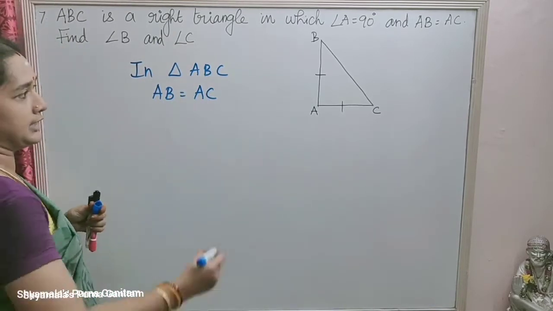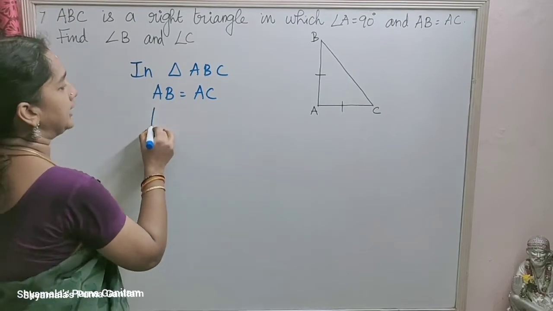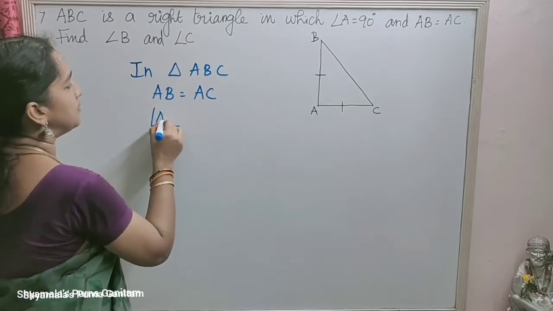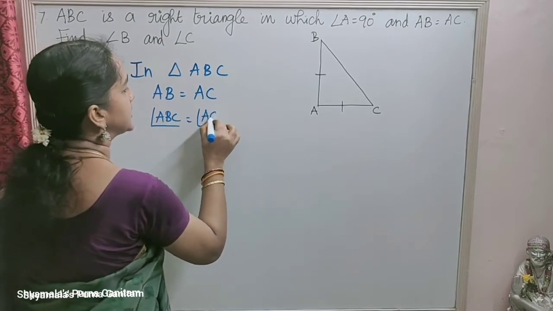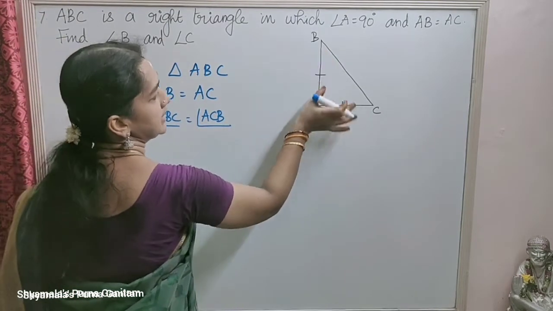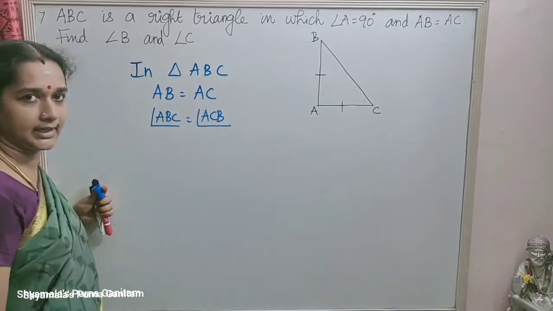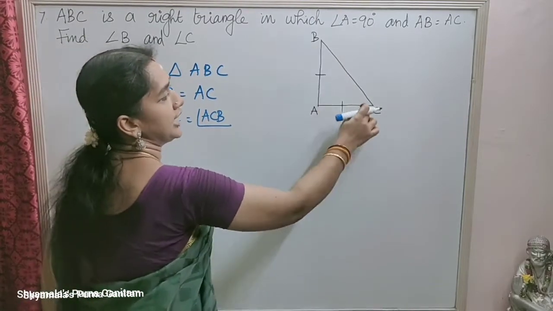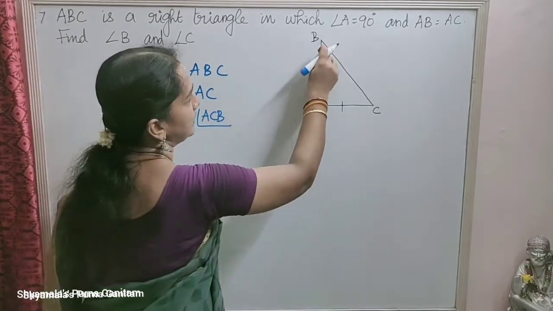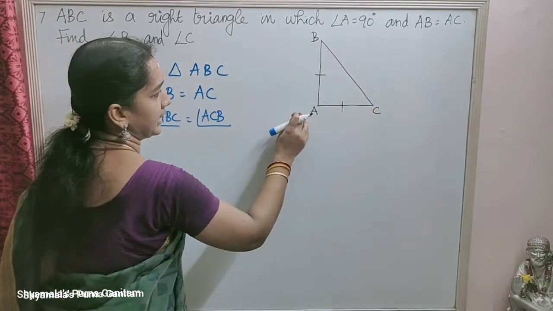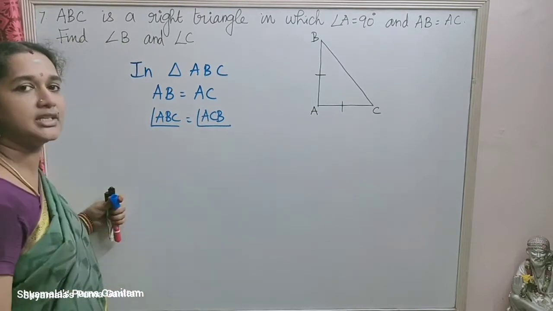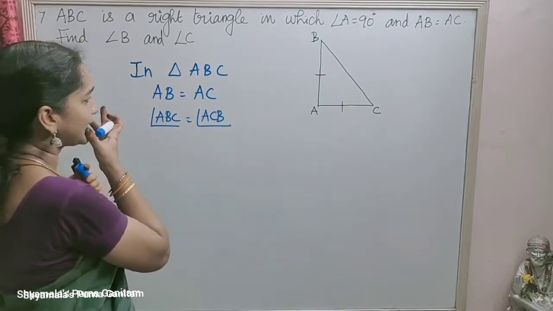AB is equal to AC. So angle ABC is equal to angle ACB. That is, this is an isosceles triangle. So angles opposite to the equal sides are equal. So angle B and angle C are equal, that is angle ABC and angle ACB. So these two angles are equal.